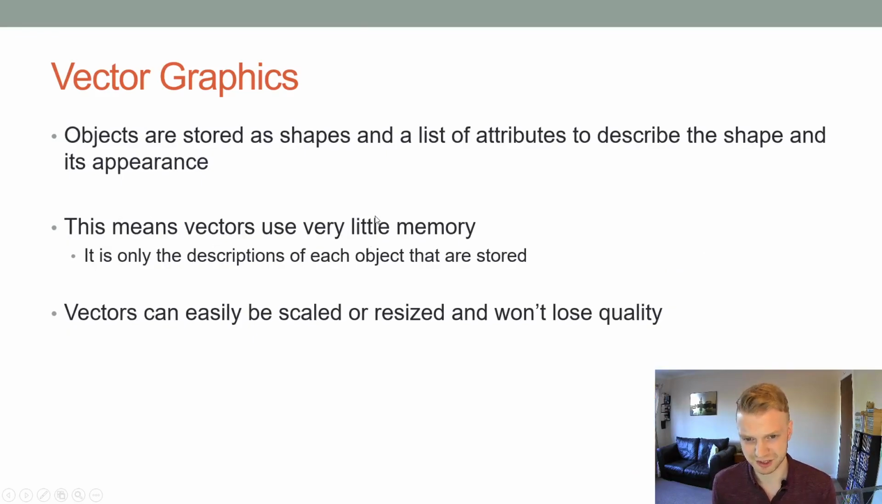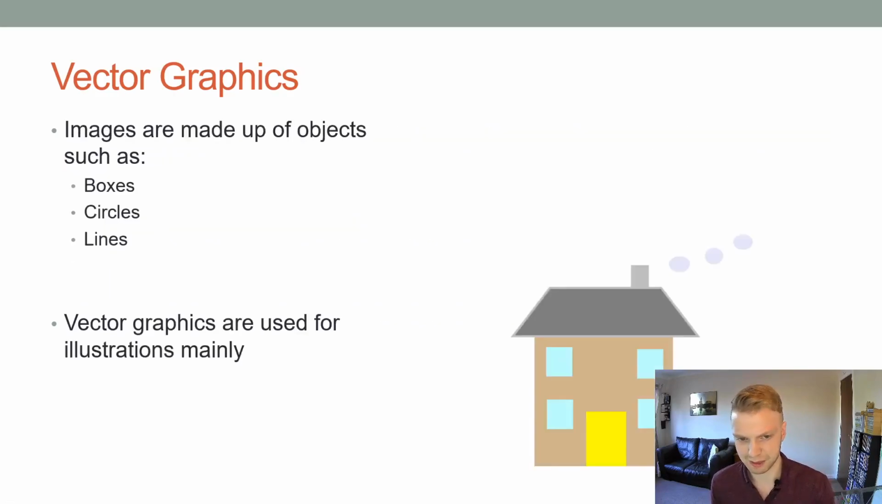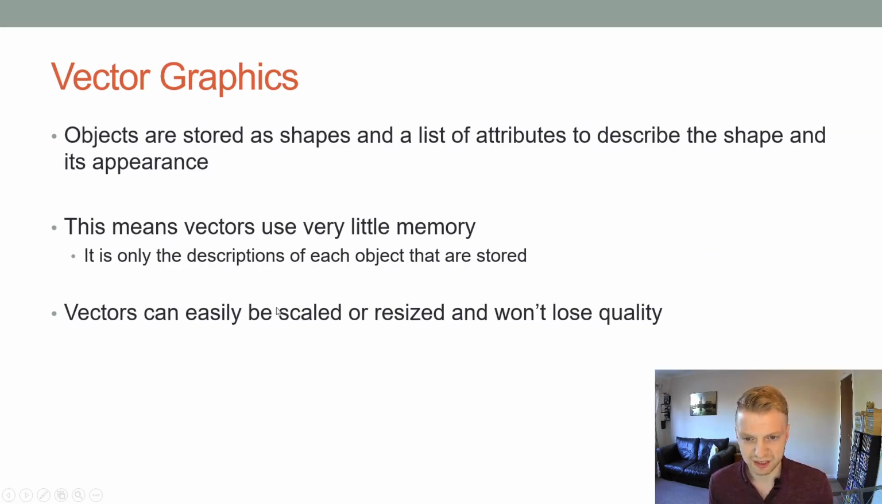They're just stored as descriptions, so it would store the coordinate of this bit, the coordinate of this bit, how long the line is, and so on. And you can easily scale or resize them, and you won't lose quality, so you can zoom in. It's not going to look pixelated because the computer changes the numbers, it changes the attributes, and it adapts it.